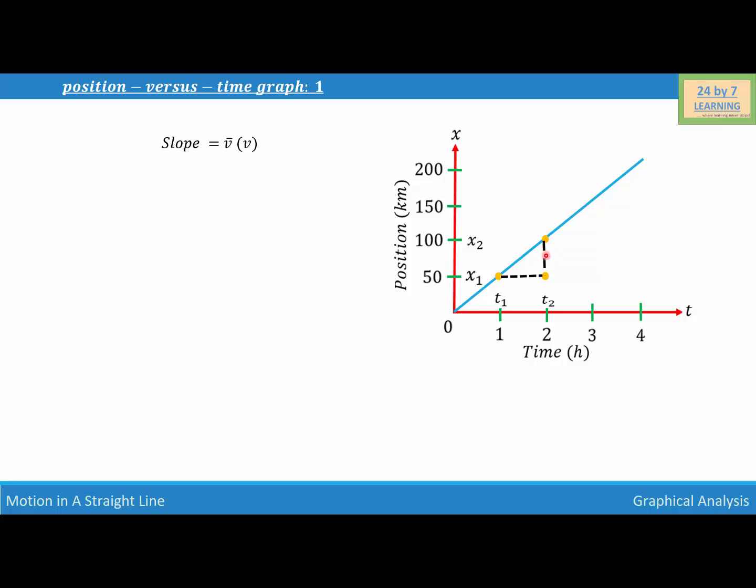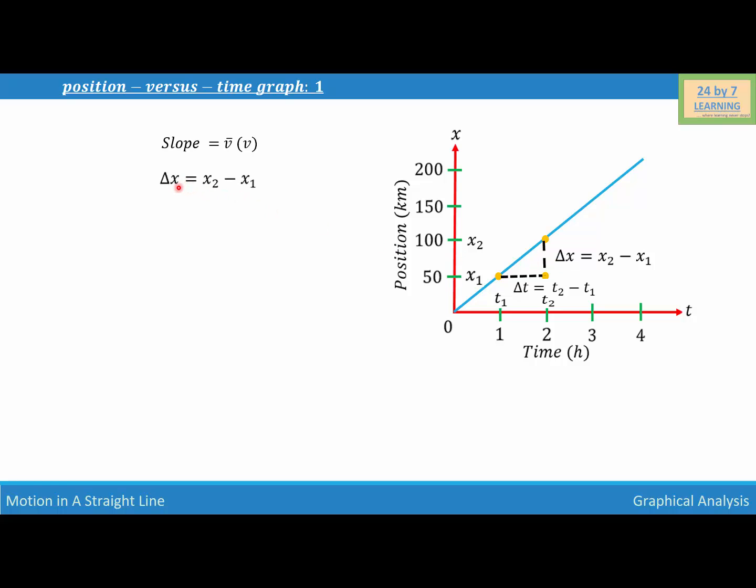So we need to find the vertical change in position, which is from x1 to x2. So we'll write change in position, delta x, is equal to x2 minus x1, and at the same time we'll find the change in time, which is my run. So we will write delta t is equal to t2 minus t1. As you can see, I have the two sides of the triangle. That's what I need to find the slope of this line. So let's find delta x.